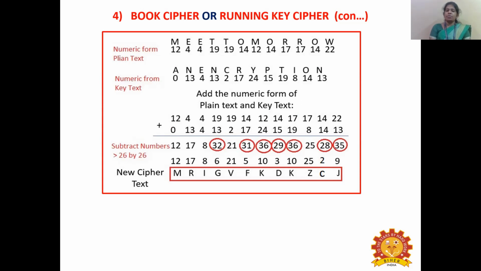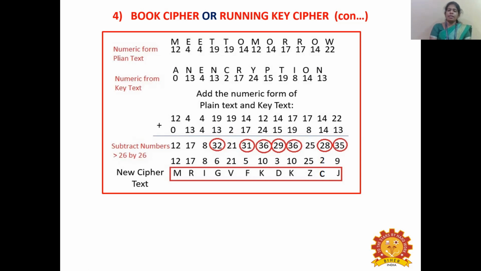So you have to subtract 26 from 32. So 6. Then 21. Then 31 minus 26 is 5. 36 is greater than 26, minus 26 is 10. Like that, if the number is greater than 26, you have to subtract 26 from the given number. So we have arrived at some numeric solutions: 12, 17, 8, 6, 21, and so on up to 9. So these are our 12 numbers.